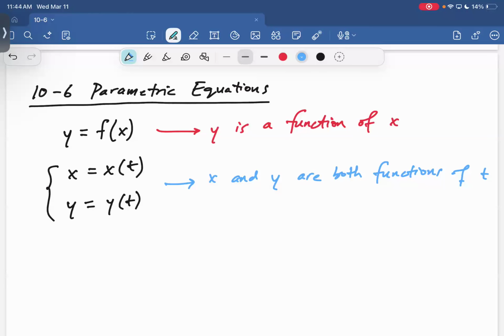So our lecture today is on parametric equations. Most functions, as you guys know, are functions of x. So like y is a function of x. But the difference is that for parametric equations, now we're introducing a third variable called a parameter. And instead of y being a function of x, now x and y are both functions of this third variable called the parameter.